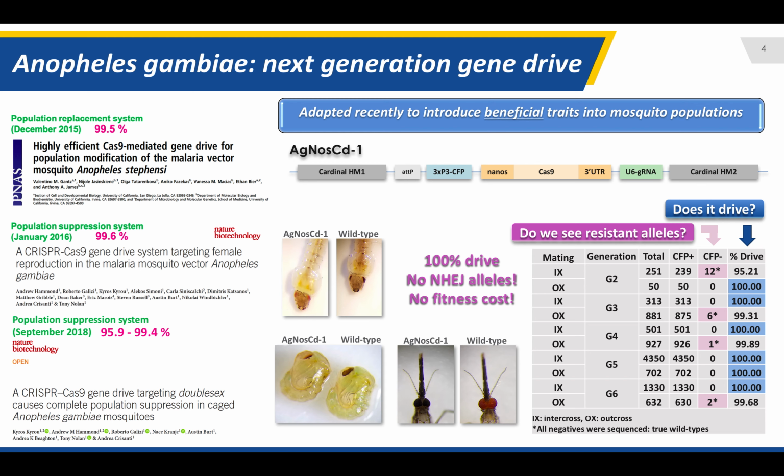It is really nice to tell you that we have a next generation gene drive system in Anopheles gambiae that gives us 100% drive with no resistant alleles and no fitness cost.